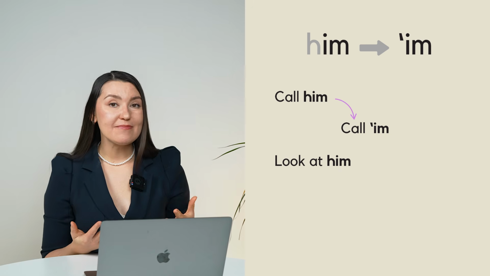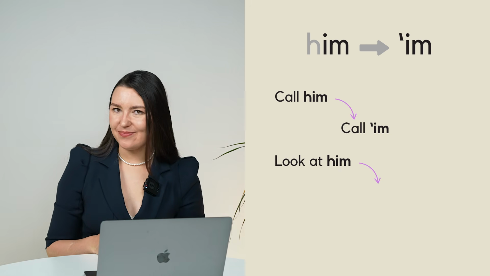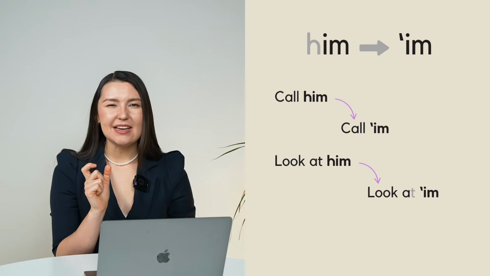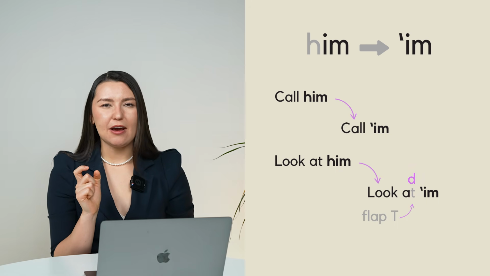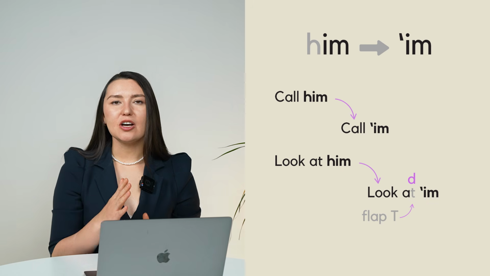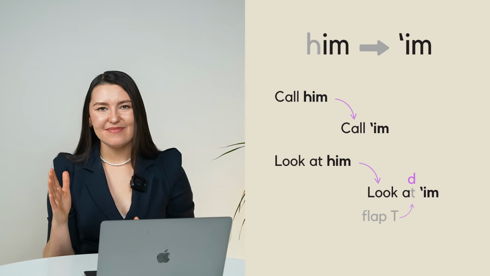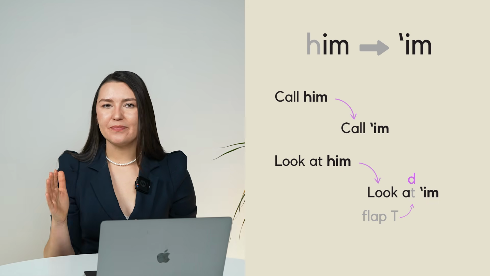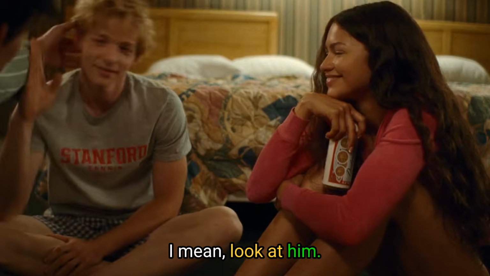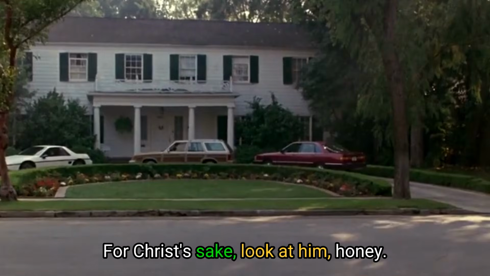Look at him. And in the preposition "at", again, we have a flap T sound because here the T is between two vowels. So we don't say "look at him", we say "look at 'm". Repeat after me. Look at him. I mean, look at him. Now look at him. For Christ's sake, look at him, honey.